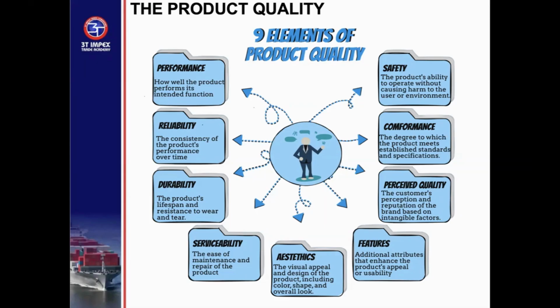Aesthetic. The visual appeal and the design of the product, including color, shape, and overall look. So, does the product look the way you want it to look? This matters even for a commodity, because it helps to identify it and also makes it appealing. Features, additional attributes that enhance the product's appeal or usability. Now, perceived quality, the customer's perception and reputation of the brand based on intangible factors like credibility and goodwill.